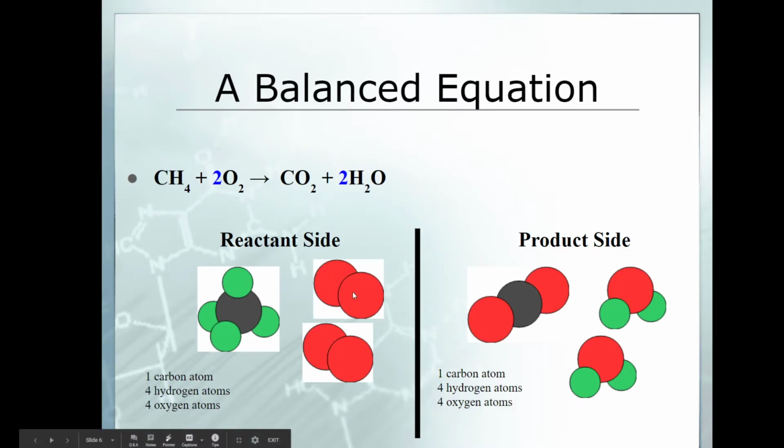1, 2, 3, 4 red guys here, and 1, 2, 3, 4 red guys over here, right? So now they all match up, and we did that just by changing these coefficients. Our law of conservation of mass is true. We didn't create any atoms or destroy any atoms, and we have the same number on either side of our equation. So that's what we're looking to do.